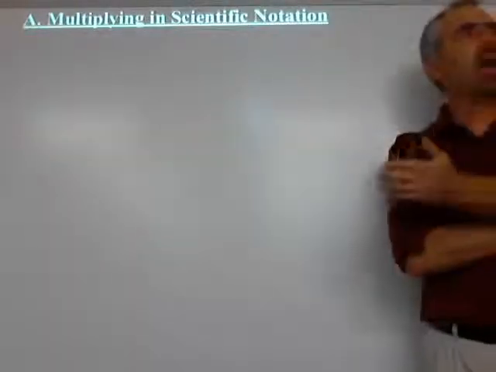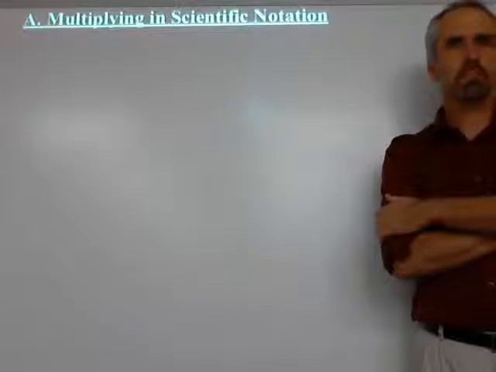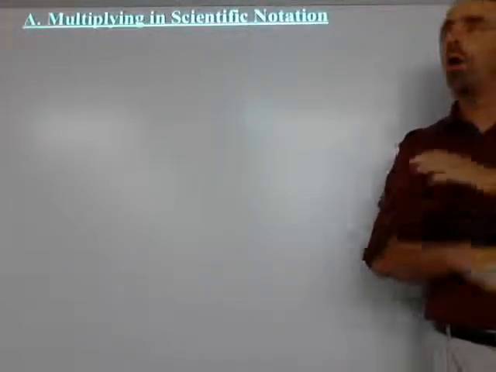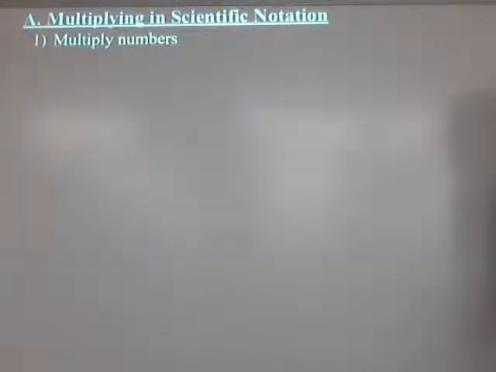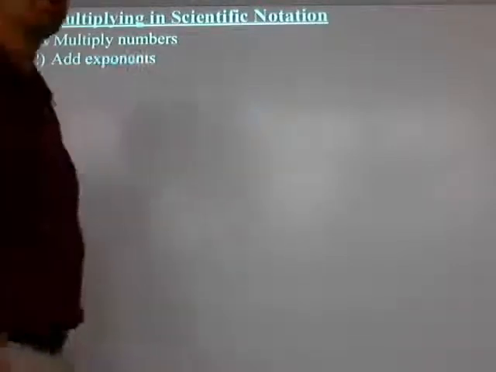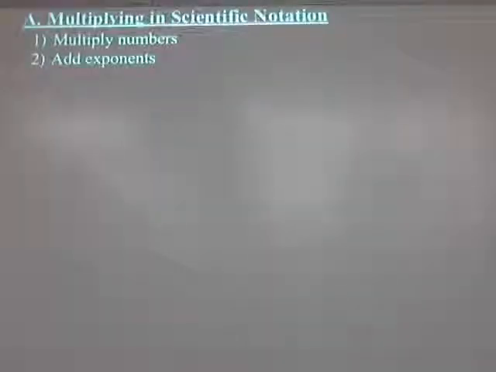So if you've got two numbers that are already in scientific notation, you want to multiply them. All you have to do is multiply the numbers themselves, the stuff in front of the exponents, stuff in front of the power of 10. Multiply those two numbers, and then what do you do with the exponents themselves? Do you remember? What do you do? And that's it. So that's not a big deal there. I think most people would do that correctly.